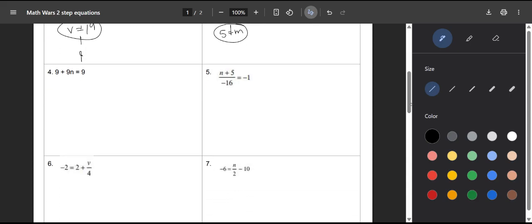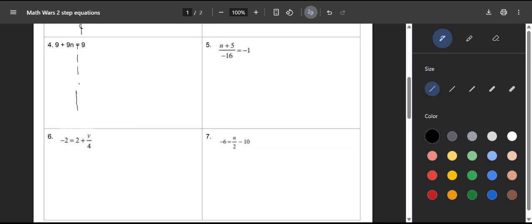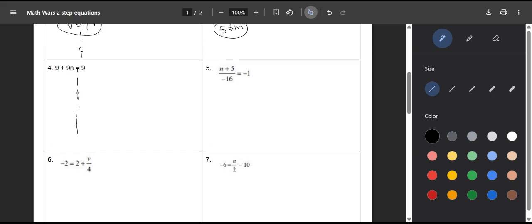9 plus 9n equals 9. Go ahead and draw your line through the equal sign. My screen's still acting up. And this is another you do, so I want you to pause the video, try that equation, and then come back when you have the solution to check your work.